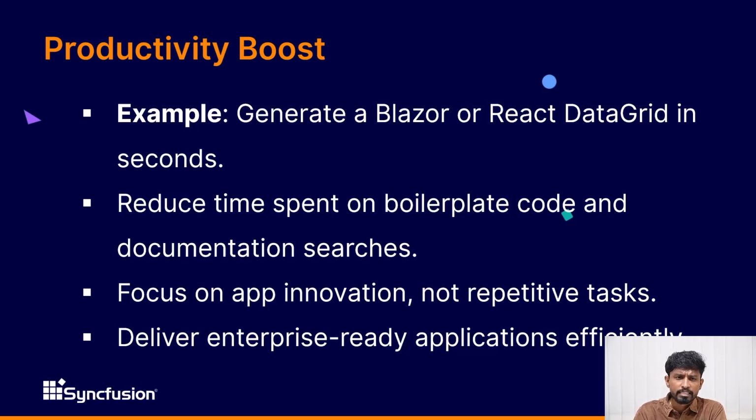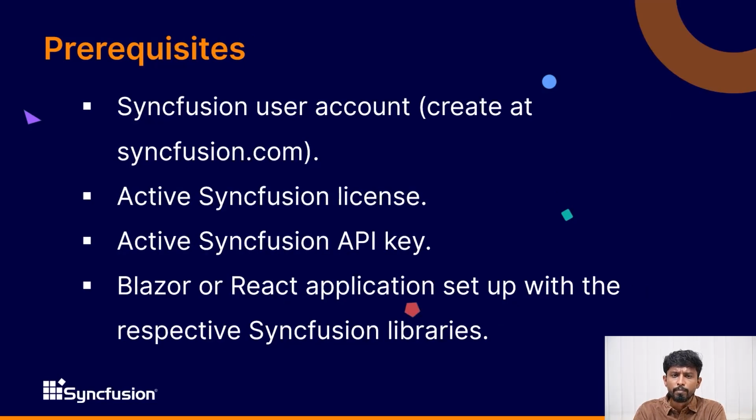So let's see how to get started. Before we jump into the demo, let's cover what you need to start using the Syncfusion AI coding assistants for Blazor and React. It's simple and accessible for all developers. First, you will need a Syncfusion user account, which you can create for free at syncfusion.com. So this account is your gateway to accessing Syncfusion's tools and services.